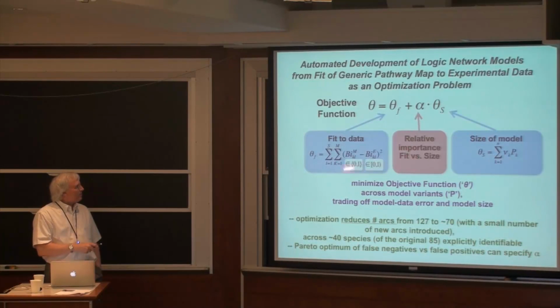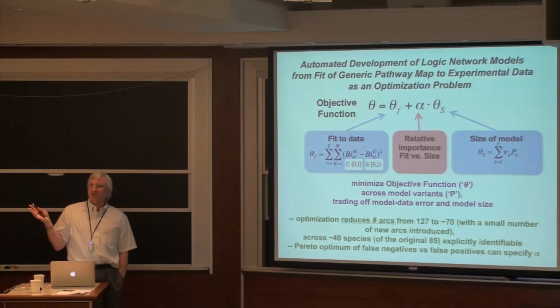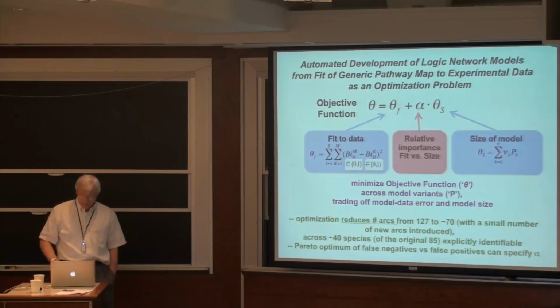And I can fit the model both by the deviation from data, and I can penalize it for having too many arcs, too many components. You might think, I'll fit the data better if I add more components and add more interactions. Turns out that's not true. Turns out the more components and interactions you get, the worse you fit the data after some optimum, because you're introducing false positives, things that really aren't there.